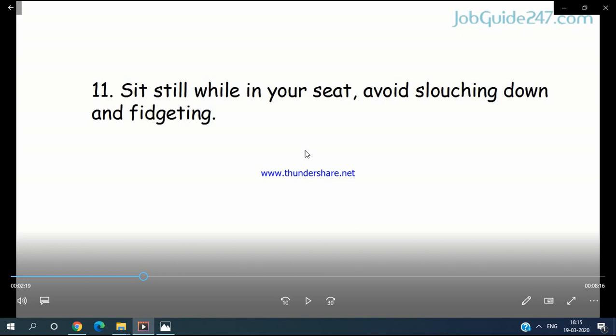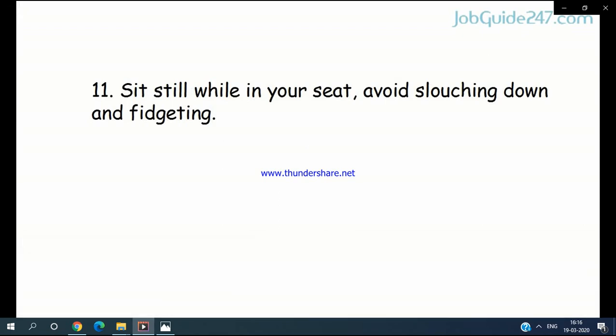So all these things are not good at all. So this thing we have to avoid, right? If you are sitting, just try to focus and sit only, just sit and don't do unnecessary things, right? Let's see what is the next point.